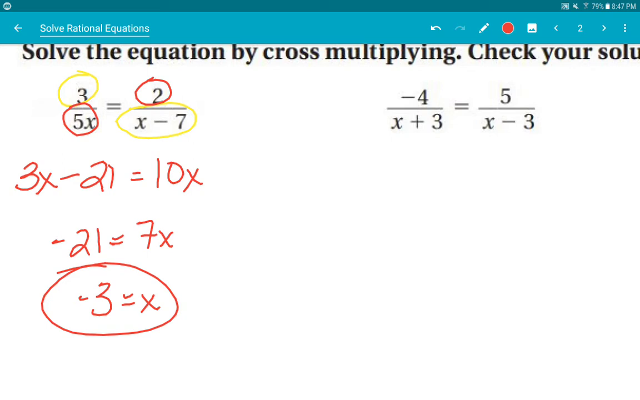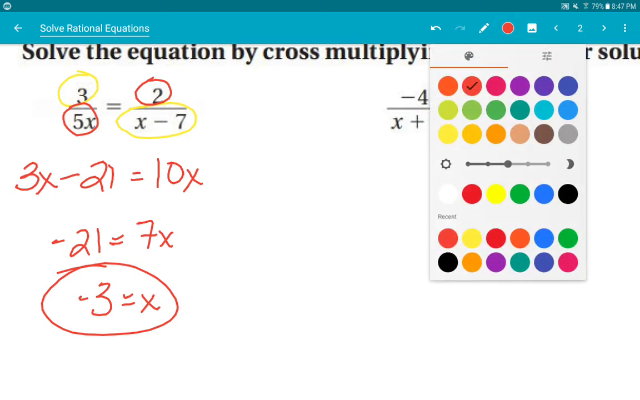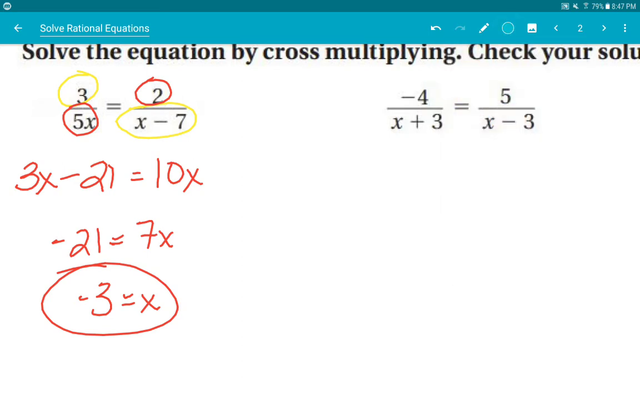Now, the reason why the problem says to check our solutions is because we have to be very careful, right? We cannot let the denominator equal 0, right? So if we let either of these fractions' denominators equal 0, then that problem doesn't exist, right? So we call these things restrictions. So what's going to make my denominator on the left equal to 0? 0. So x cannot equal 0. That's one of my restrictions.